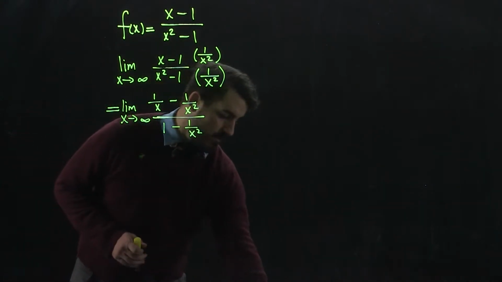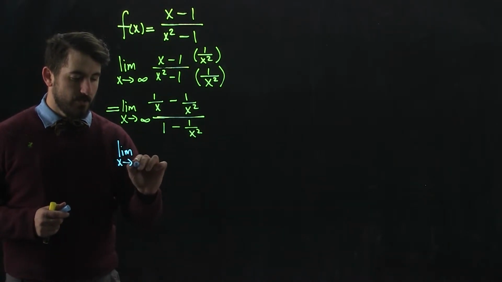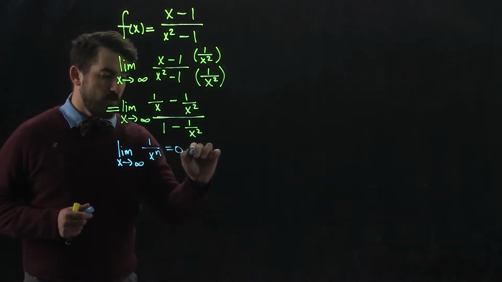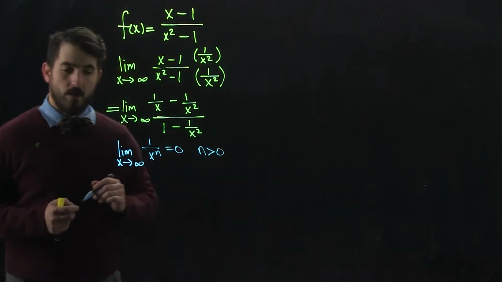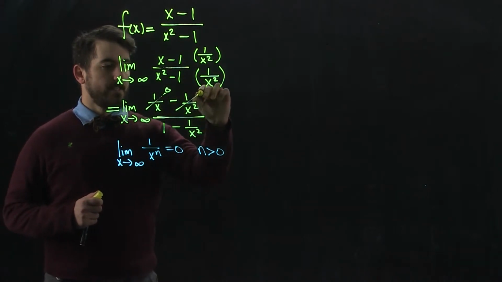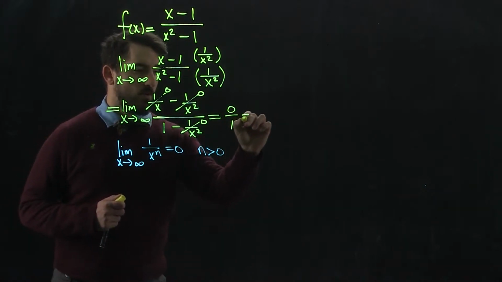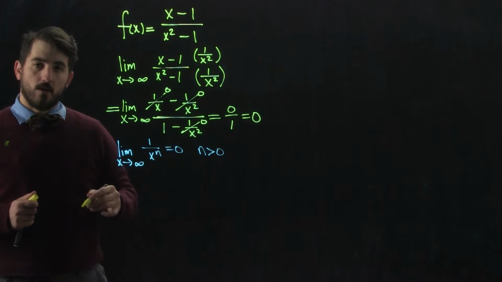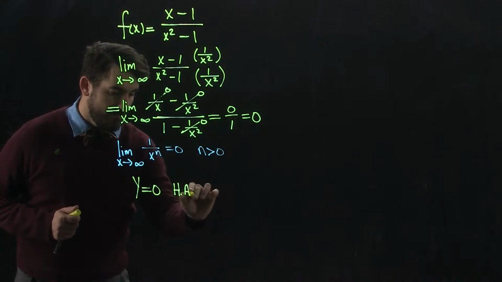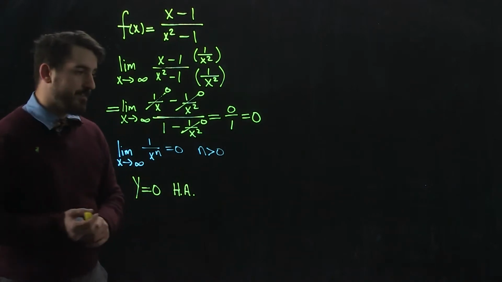Now what we want to recall is that the limit as x goes to infinity of 1 over x to the n equals 0 for n greater than 0. So with this in mind, we know that this is 0, this is 0, and this is 0, leaving me with 0 over 1, or 0. So this means that y equals 0 is a horizontal asymptote. And in fact, this result will also occur when we send x to negative infinity.